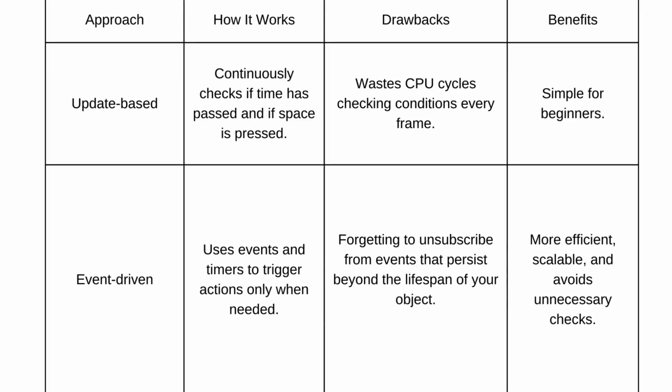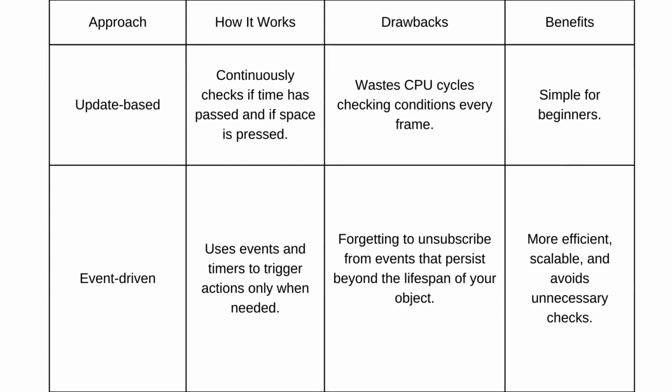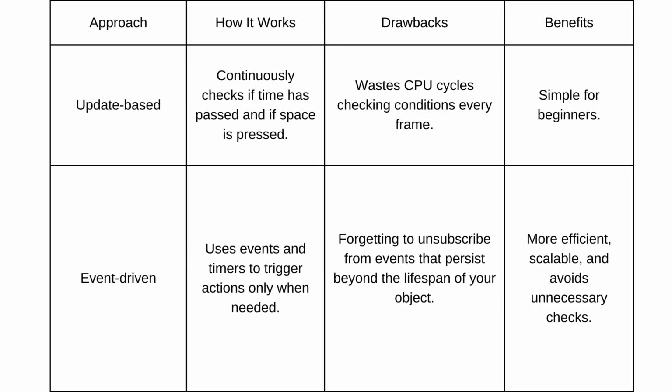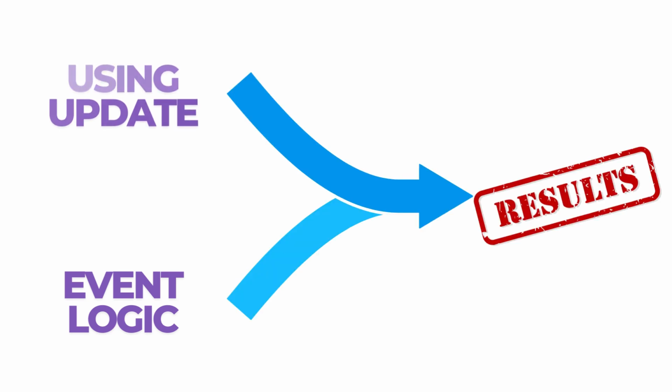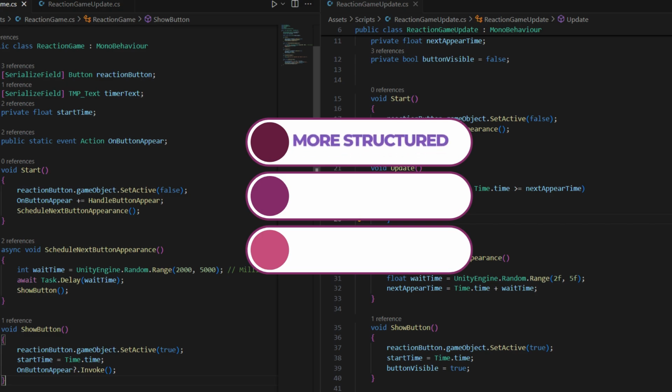With update, logic is scattered and harder to debug. Events let us separate logic clearly, making the project more scalable. As you can see in the case of the script with update, we also need a bool to check if the button is active. Both approaches give the same result, but event-driven logic makes the code more structured, reduces unnecessary checks, and is easier to extend in larger games.